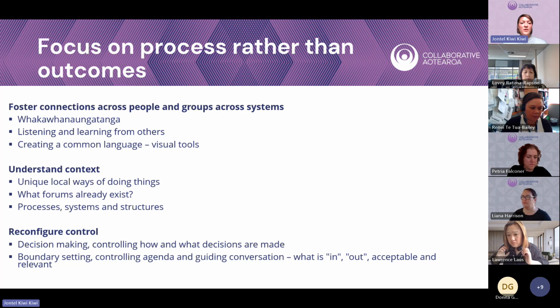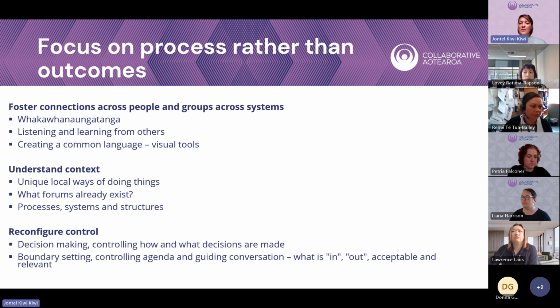And finally, reconfigure the control. So when someone is coming in from a neutral space, then there is the ability to support decision making by controlling how and what decisions are made. And what I mean there is oftentimes decisions are made by the same groups of people or the same organizations because there isn't that flattening of the power dynamic that we're looking at in the above points.